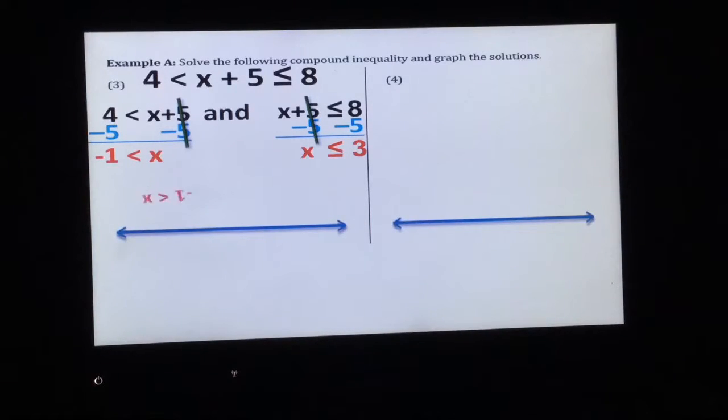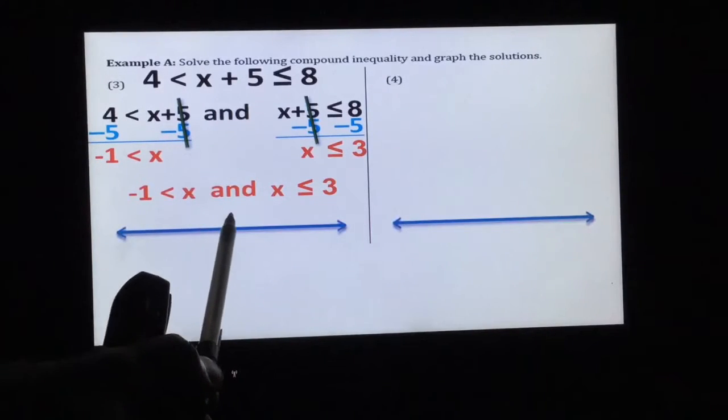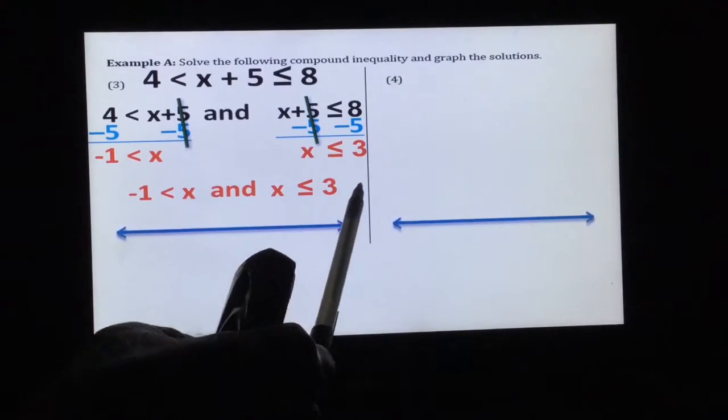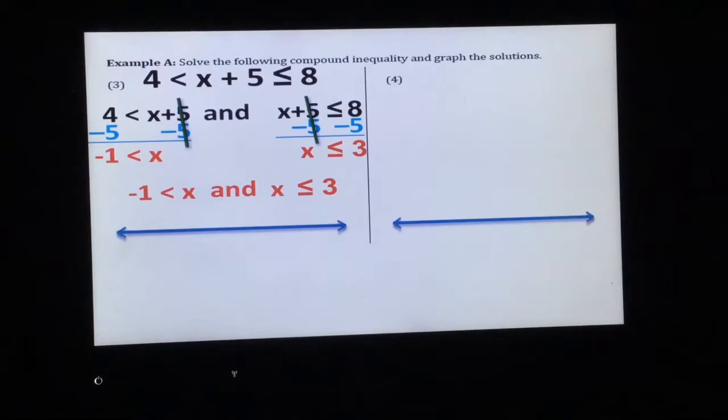They are both going to be connected by an AND. Now this is the actual answer. The answer is -1 is less than x and x is less than or equal to 3. That's the actual answer. So now we can go ahead and graph this. So we're going to graph it like we used to, like we've been doing it all last week. We're going to put -1 and 3 on the number line. We're going to put them in order.